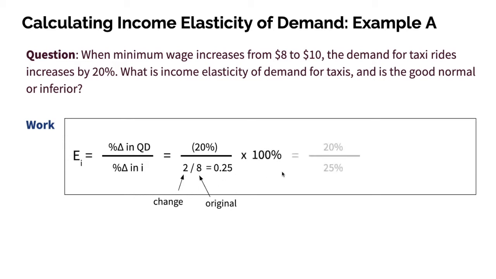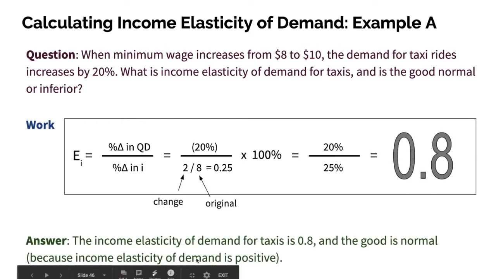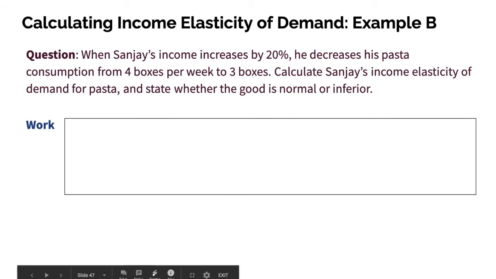So we're going to end up with 20% that they gave you over the 25% that we just calculated, or 0.8. And because that number is positive, that is a normal good. So I just put down here the income elasticity of demand for taxis is 0.8, and the good is normal because income elasticity of demand is positive. Another example, if you want to go ahead and pause, read it, and try to work it out, and then come back to me here in a second.